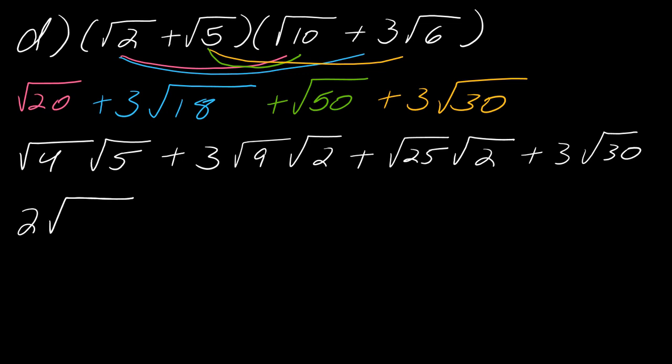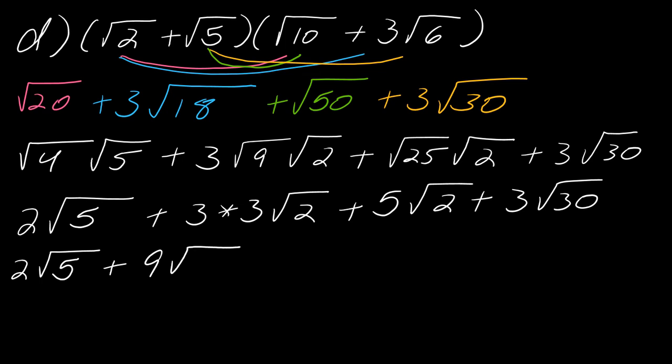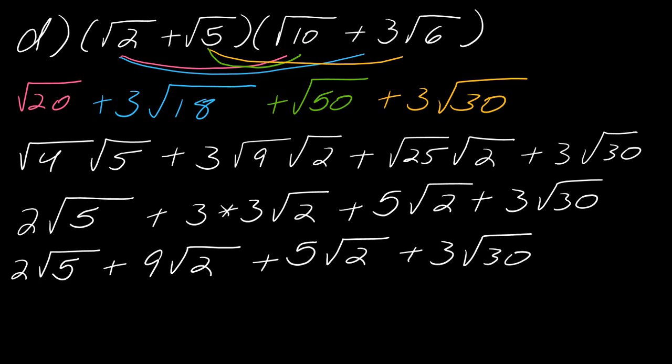So my final answer will be 2 times the square root of 5 plus 3 times the square root of 2 plus 5 times the square root of 2 plus 3 times the square root of 30. So just to finish this off, this will be 2 times the square root of 5, 9 times the square root of 2, 5 times the square root of 2, and 3 times the square root of 30.